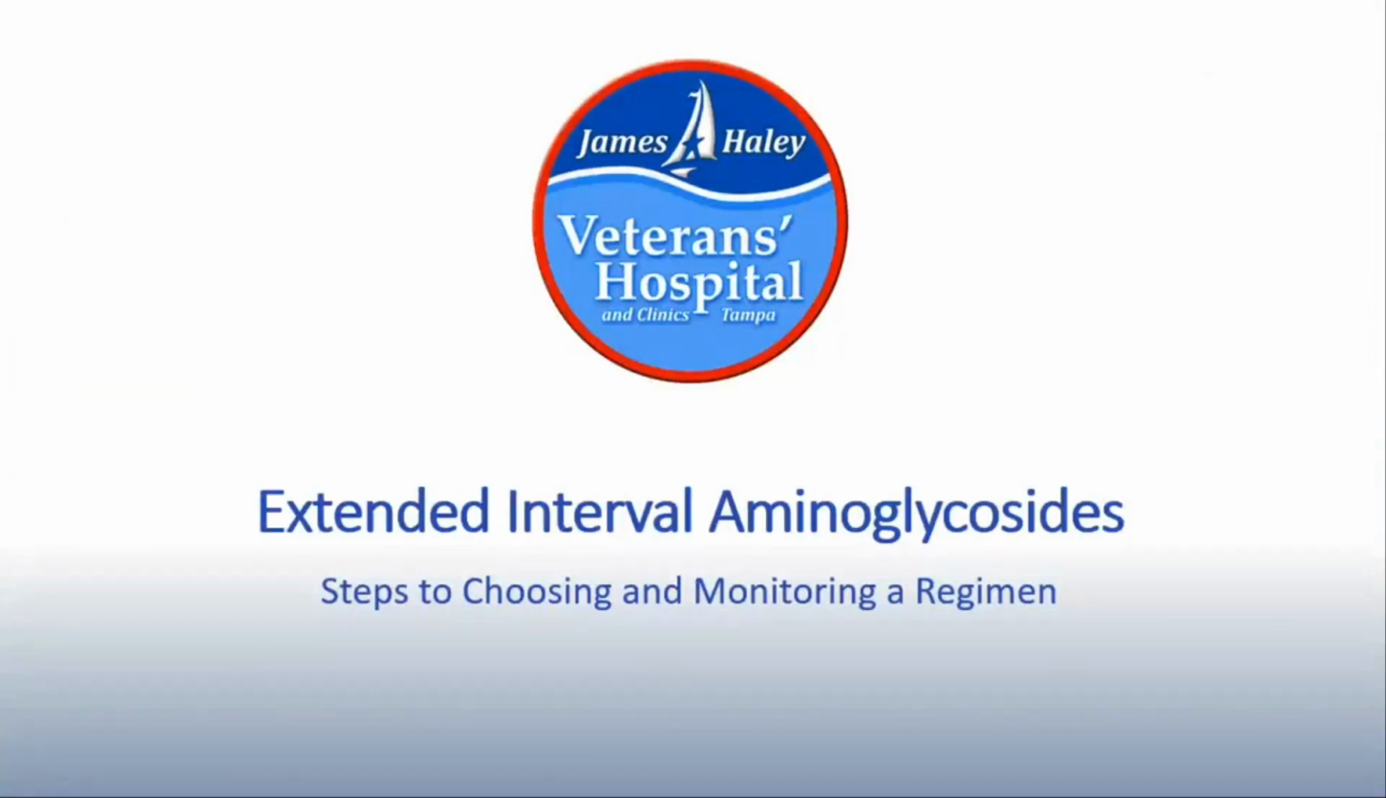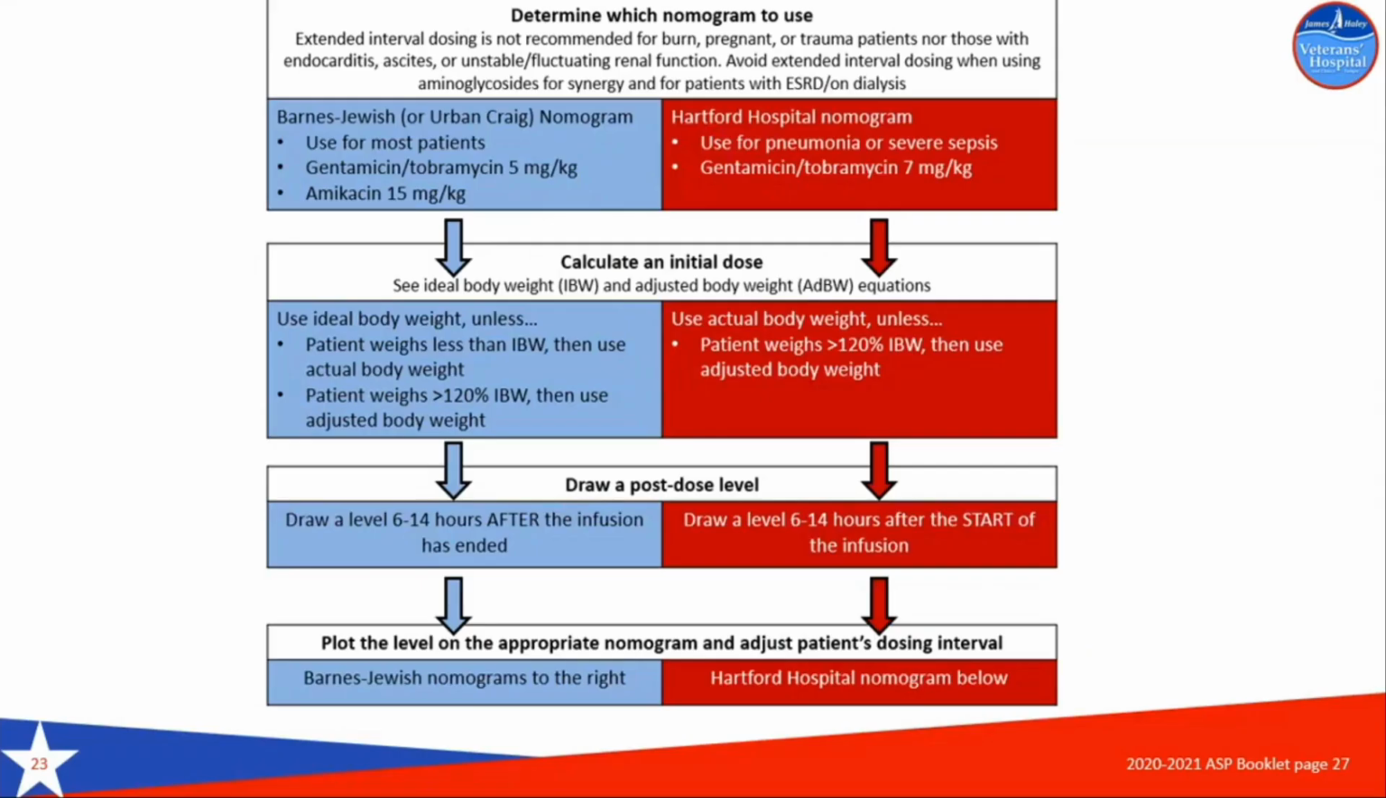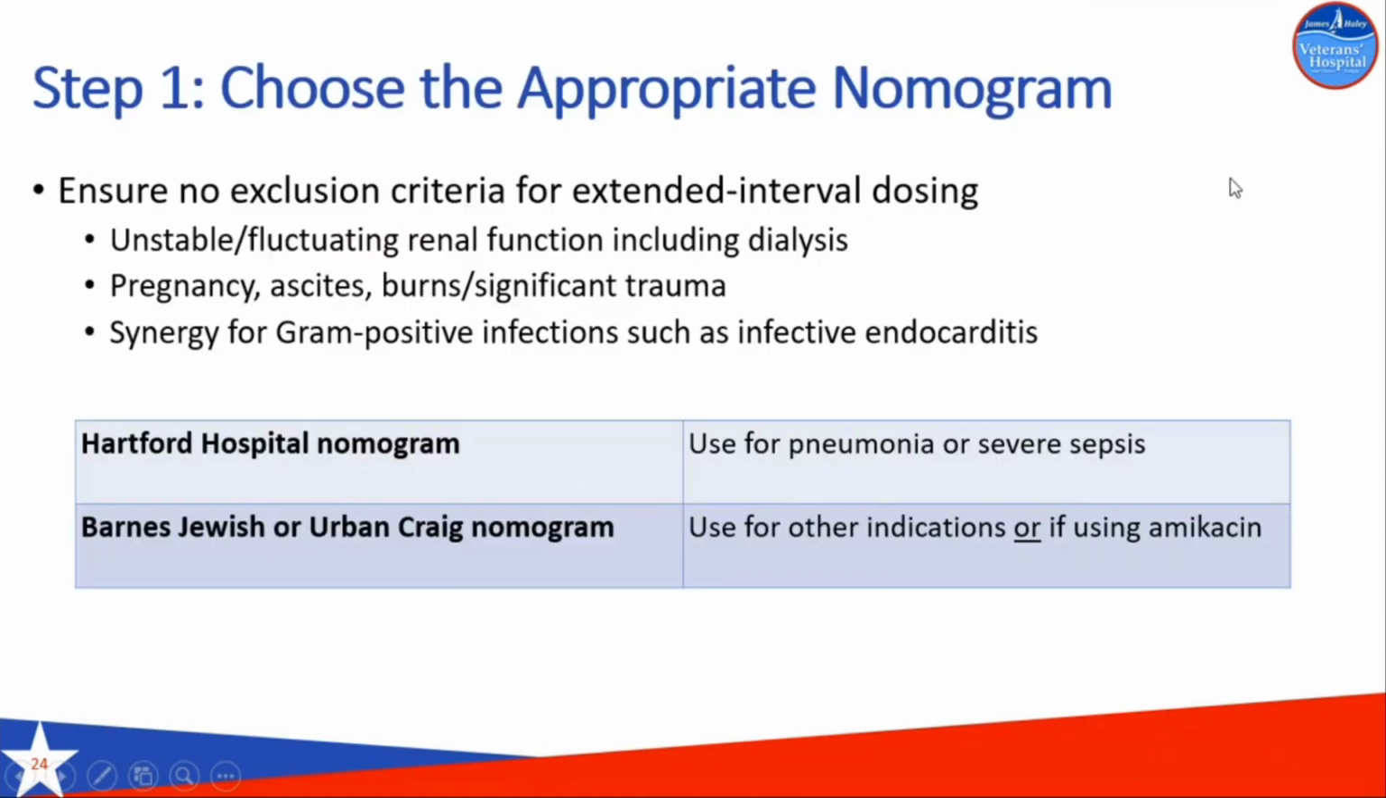All right, so now we're going to go through the steps to choosing and monitoring a regimen for an extended interval aminoglycoside. If you have your booklet, this is on page 27. I tried to simplify it as much as possible and break it down into the steps that we need to do to determine what nomogram to use, what dose we are going to use, and how we monitor it. So the first step is obviously choosing the appropriate nomogram.